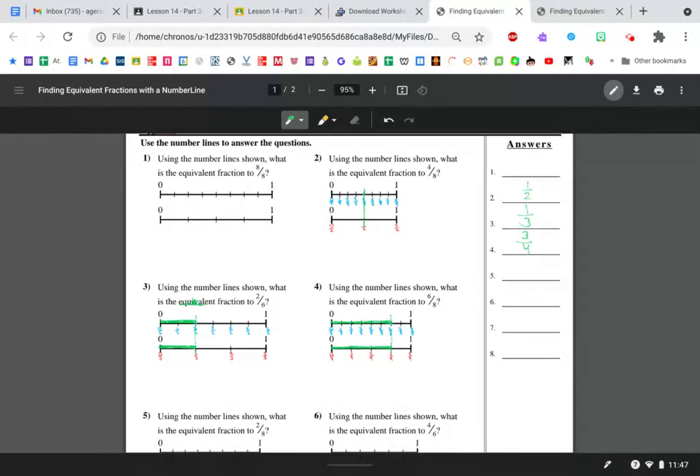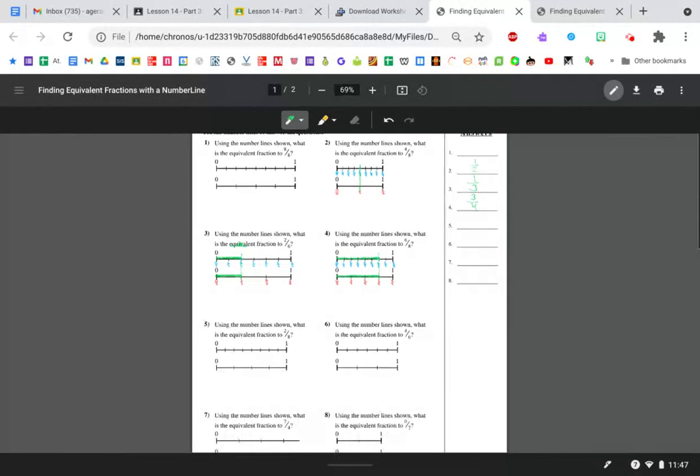Your work today, when you're done, should look a lot like this. Both number lines should be labeled, okay? And the equivalent fraction should be marked, hopefully in a different color, as I've used green here. And your answer's over here on the answer lines to the right. Let's do this.